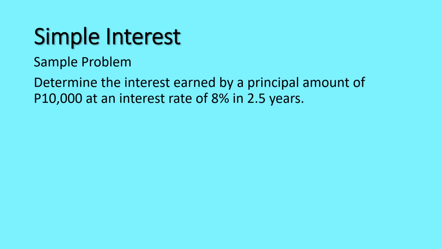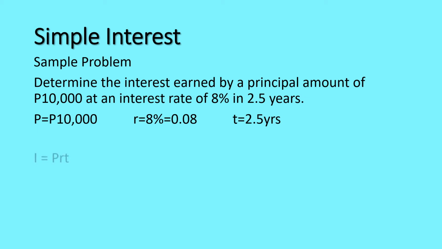So let us now solve a problem involving simple interest. Determine the interest earned by a principal amount of 10,000 pesos at an interest rate of 8% in 2.5 years. So let us first identify the given. The principal amount is 10,000 pesos and the rate of interest is 8%, or that is equal to 0.08 in decimal values, and our time is 2.5 years.